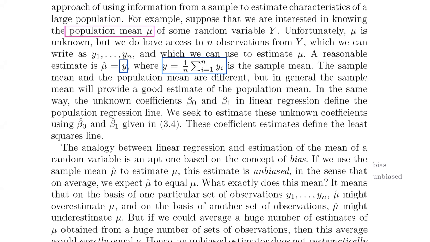In the same way, okay, now going back to linear regression, going back to these betas that we need to estimate. In the same way, the unknown coefficients beta naught and beta 1 in linear regression define the population regression line.